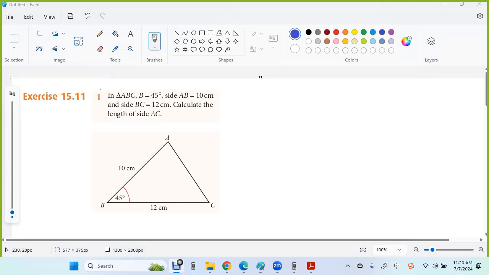Exercise 15.11. In the triangle ABC, angle B is 45 degrees, side AB is 10 cm and side BC is 12 cm. So we need to calculate the length of AC. We have SAS here, so we use the cosine rule. So AC squared will be 10 squared plus 12 squared minus 2 times 10 times 12 cos 45.